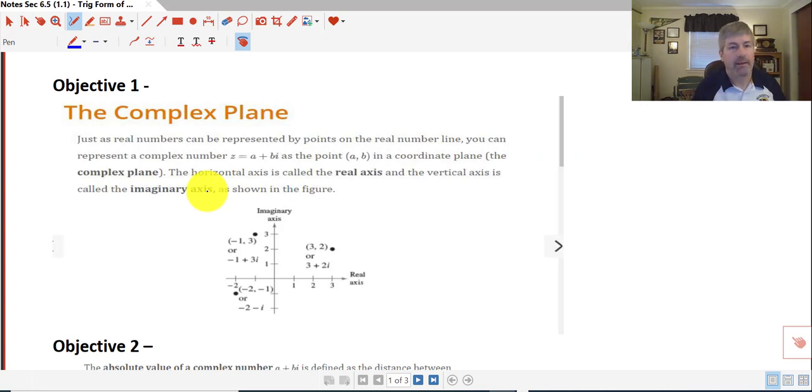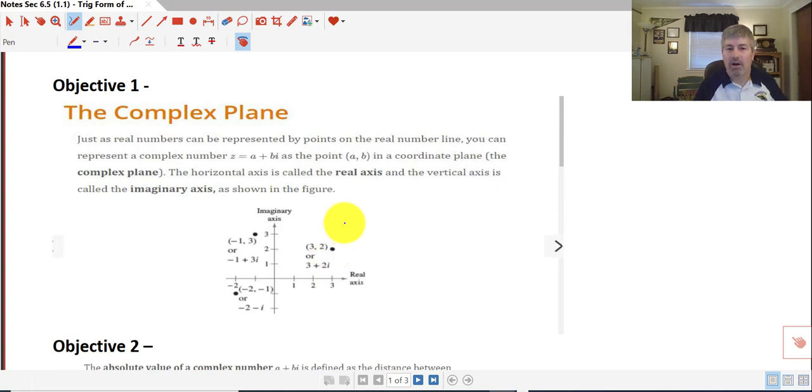The complex plane is identical to our real number plane. However, the horizontal axis is our real axis, where we will plot the real portion of our complex number, and the vertical axis is the imaginary axis, and we'll use that to plot the imaginary portion. So a number like 3 plus 2i, we would go 3 units out on the real axis and 2 units up on the imaginary axis, and we would plot that point.